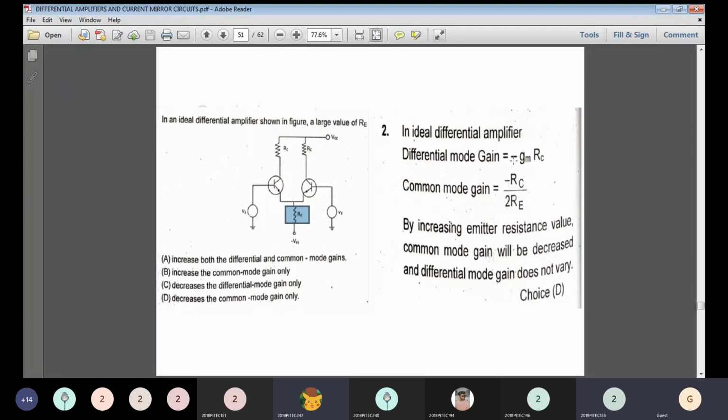Why there is no change? Because it is independent of your resistance Re. Only the common mode gain depends on the Re resistance, and the dependency is inversely proportional. So if the value of Re increases, what happens? The overall common mode gain value will decrease. It depends only on the common mode, not on the differential mode. So the answer is decreases the common mode gain only.